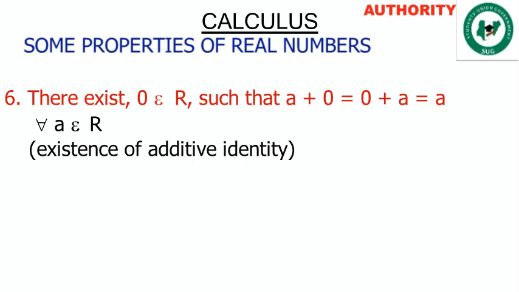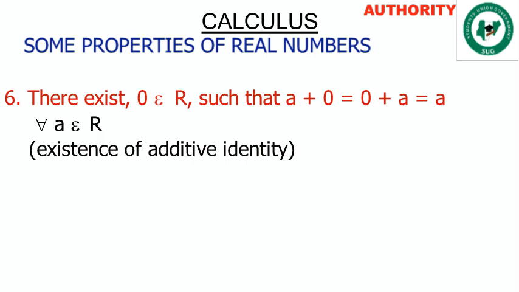Okay, now let me explain it again. In real number, there is a number that when you add it to any other number, it doesn't change. It remains the same. And that number is what? 0. So we say that this is called existence of additive identity. And the additive identity is what? 0.